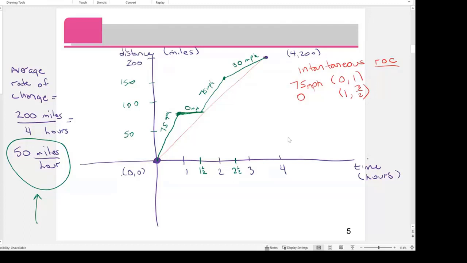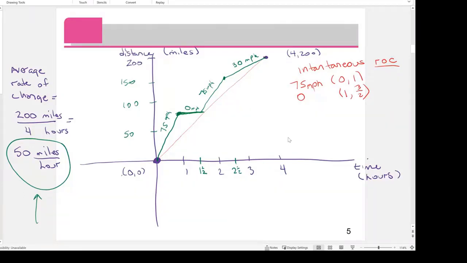And obviously, I'm not going to go from 0 to 75 miles an hour that quickly. So everything will be a little more curved. I'm not going from 75 miles an hour to 0 in 1 second. This graph would be a little more curved, but it doesn't really matter. I think what I'm trying to do is just show you the difference.